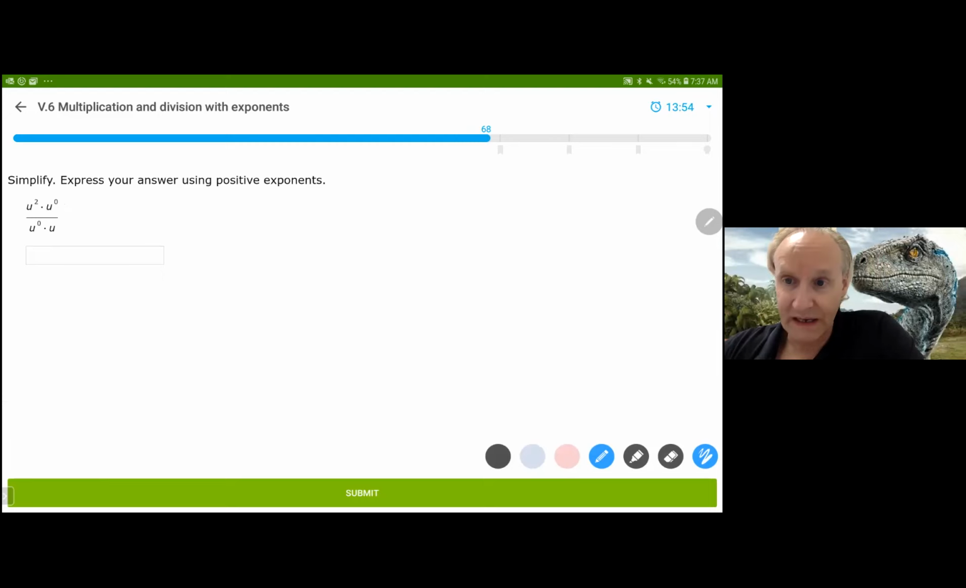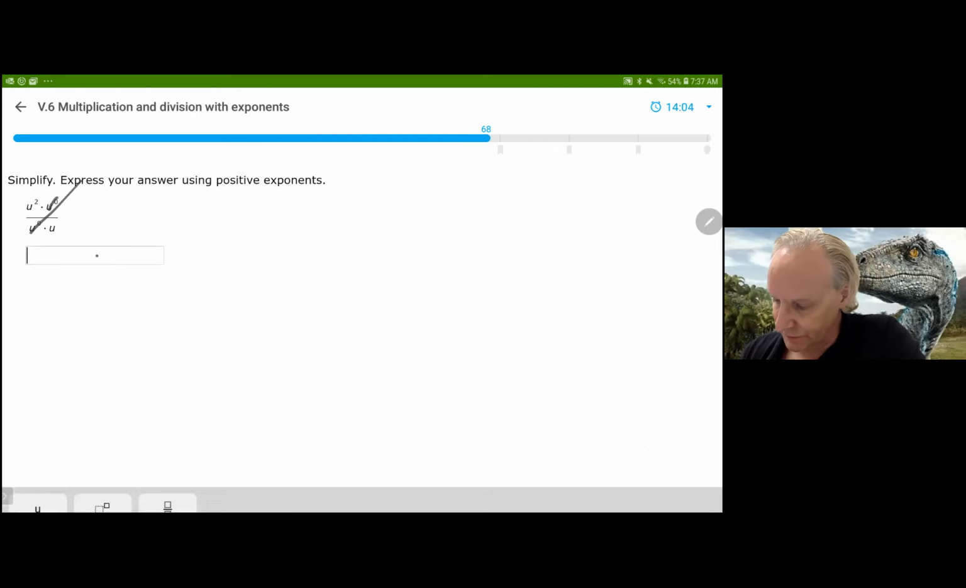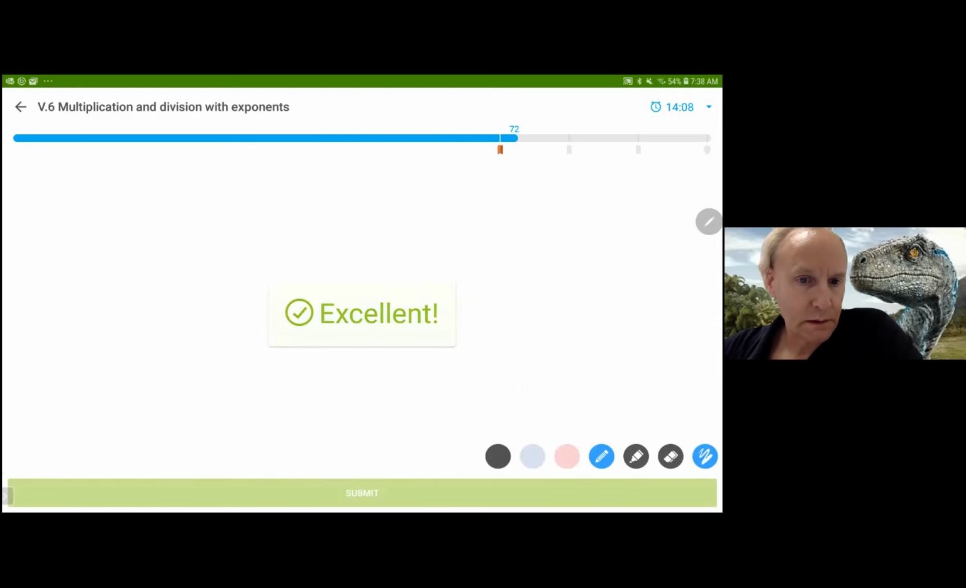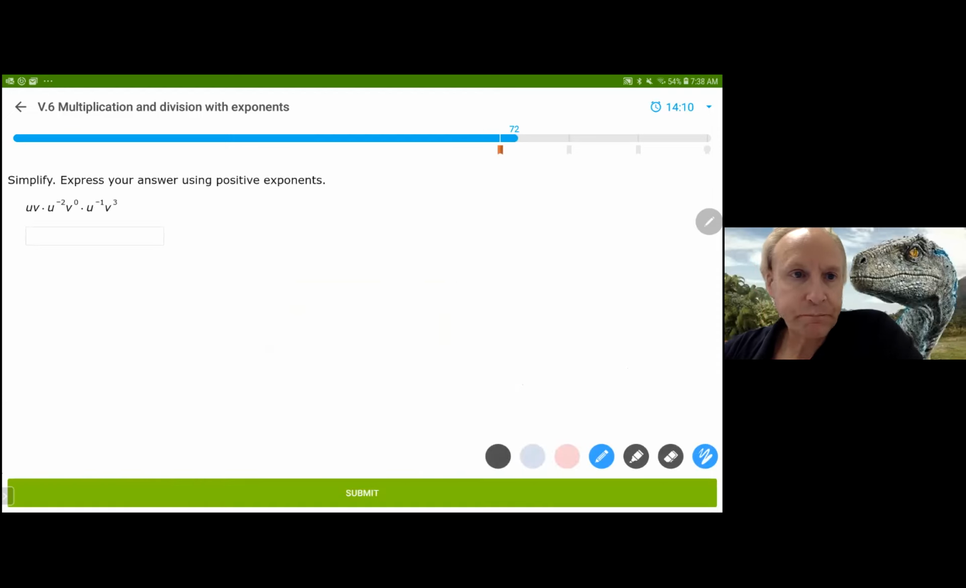We call that the base. That u is the base in each one of these. So notice that I've just got ones right here and right there. Those are u to the 0. And then I have u squared over u, which is just u. Looks like they're going to actually get easier. All right, let's see what the next one says.